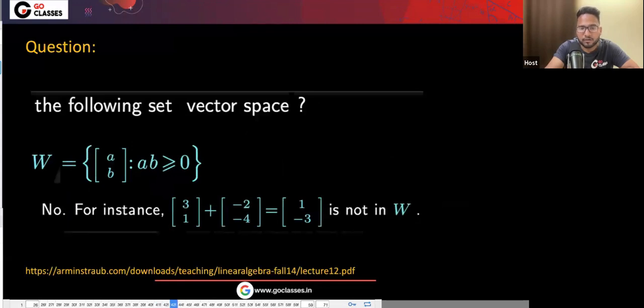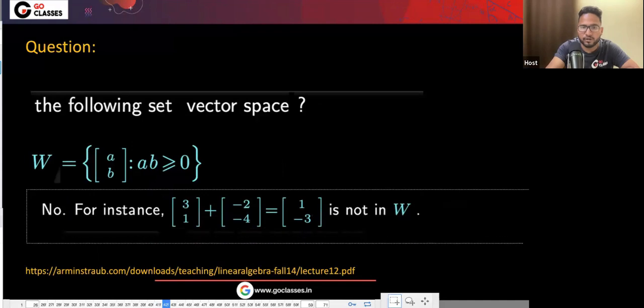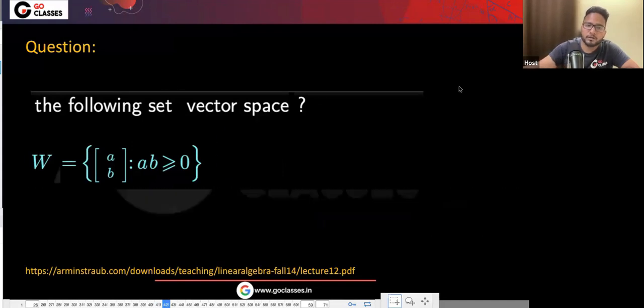Okay. Now let's see this particular thing, what they're trying to say. Is this a vector space? This is a good question. Do you want to solve this? They've defined some set such that if you do the product of these two numbers, it is positive.